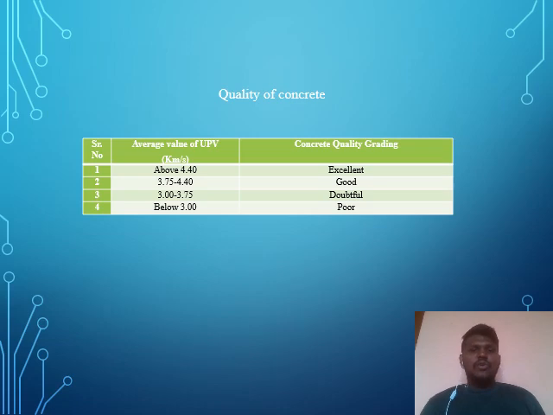The quality of concrete is determined on the average value of UPV, whose unit is kilometer per second. When the average value of UPV is above 4.40, the concrete quality grade is excellent. If the value lies between 3.75 and 4.40, the concrete quality grade is good. If it is below 3, then the quality of concrete is poor.